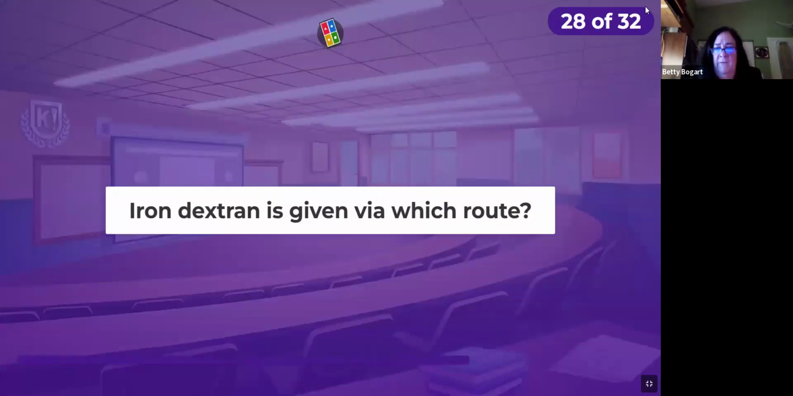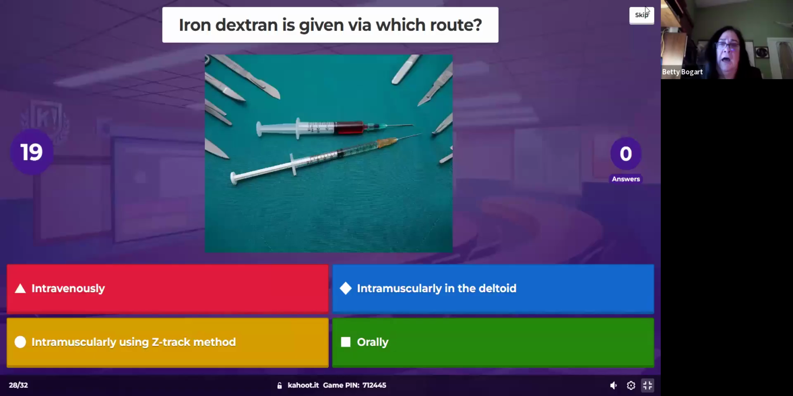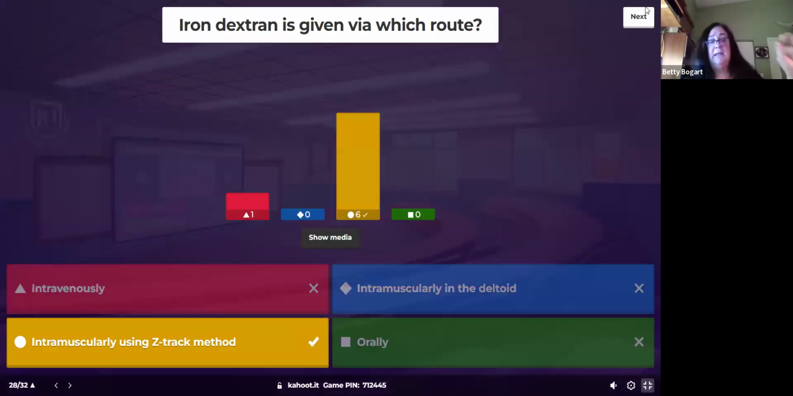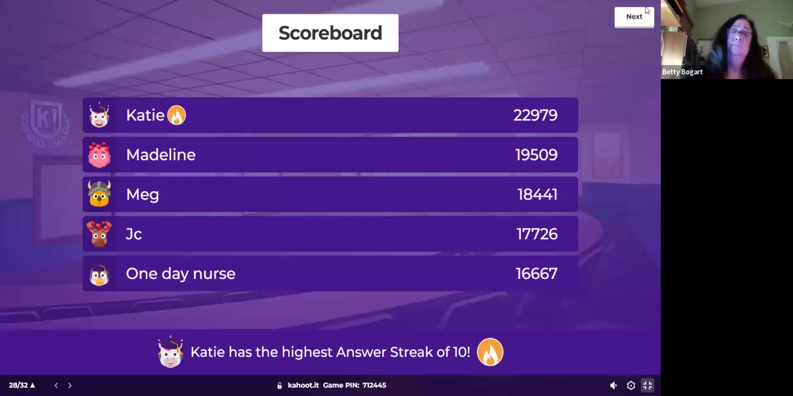Iron dextran is given via which route? For iron deficiency anemia, if you can't drink the liquid and you can't eat the food, you're going to be getting an injection. How is it being done? It is a deep IM Z-track drug because it burns the skin and discolors it.